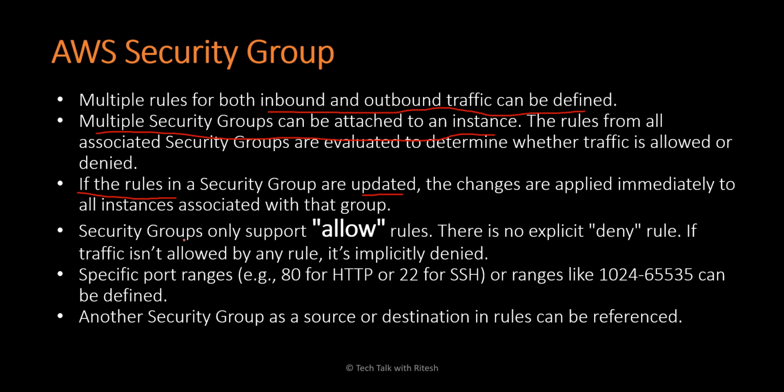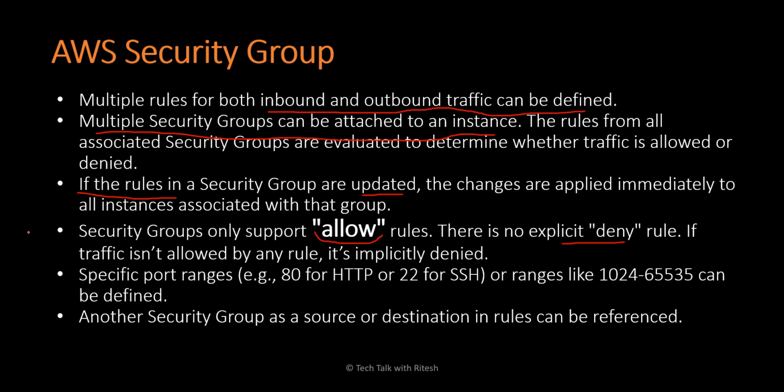Security groups only support allow. This is a nice thing to remember for the exam if you are going for certification. Security groups only support allow rules. So how do we deny? There is no explicit deny. It means if traffic is not allowed, then it is implicitly denied.